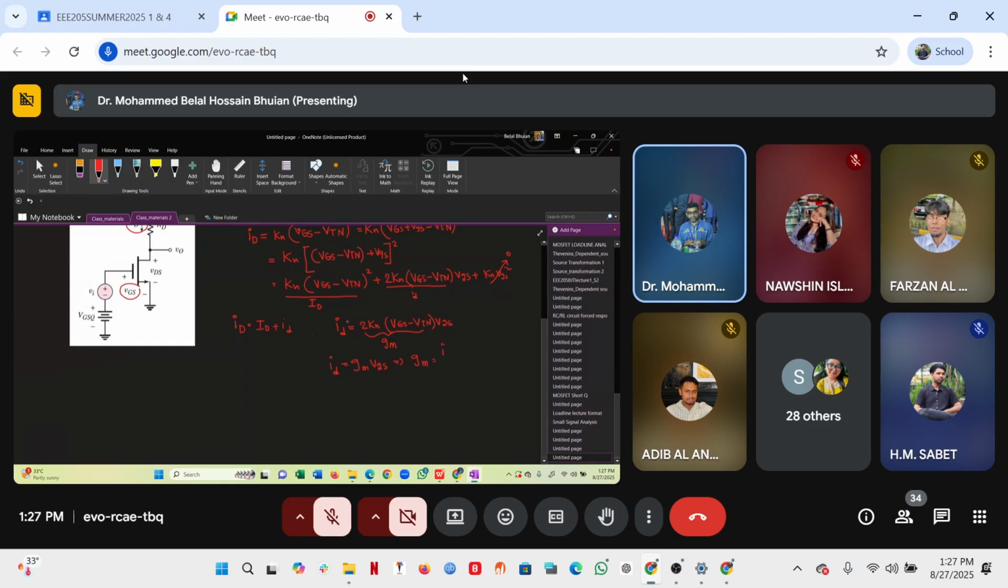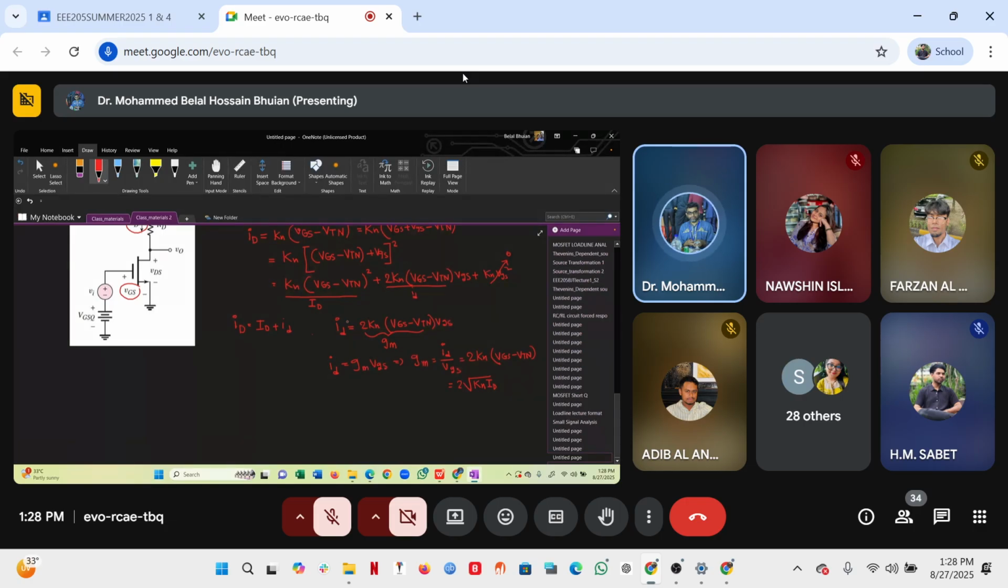So what is gm? gm is in fact id over vgs, which equals 2Kn (VGS minus VTN). That can also be expressed this way: 2 root (Kn ID). We're going to use this one. So that's the same gm that we obtained, similar gm for the MOSFET. That is called transconductance.